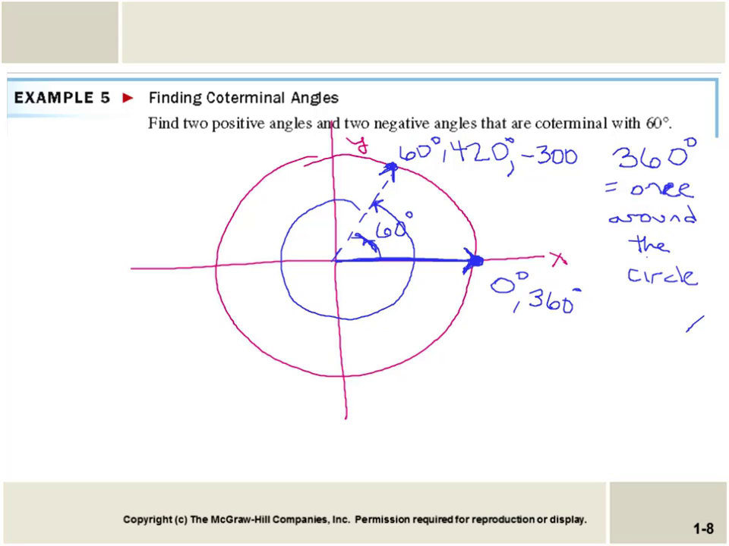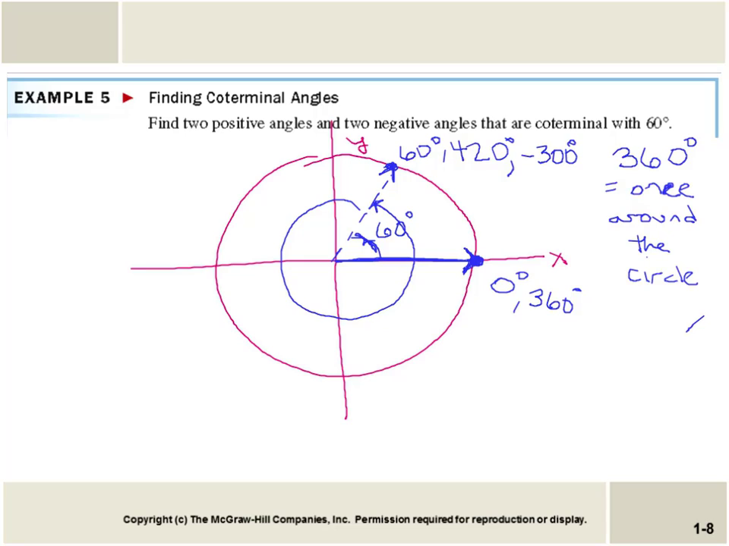Okay, so here I am going around the circle. I'm just adding 360 to 60. So 60 plus 360 is 420. 60 minus 360 is minus 300. Okay, I can add 720. It's still the same point on a circle, isn't it?